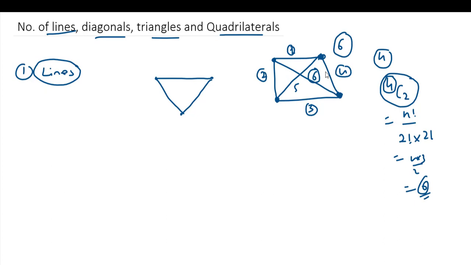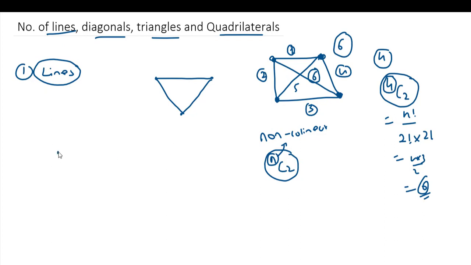Now one important point to note here is, all these points that we are taking are non-collinear points. So if there are n non-collinear points, then the number of lines that can be drawn using those points will be given by nC2, where n is the number of non-collinear points. Let us now understand what will happen in case these points are collinear.